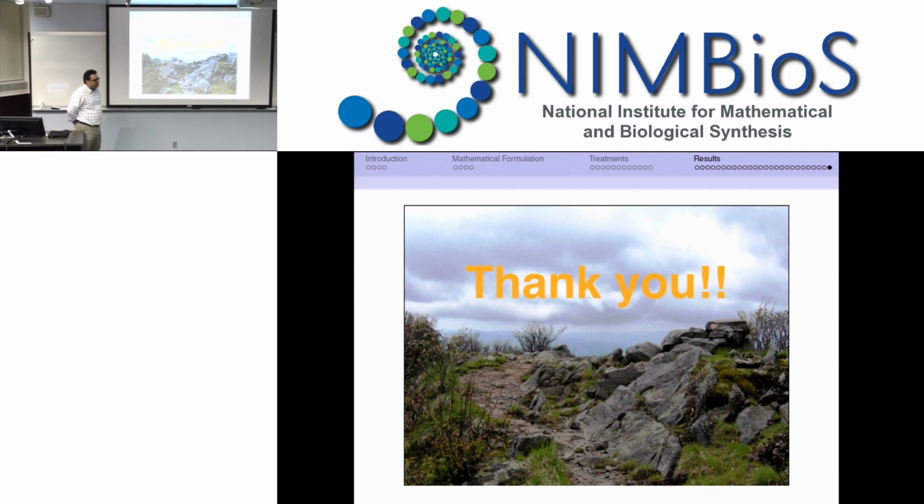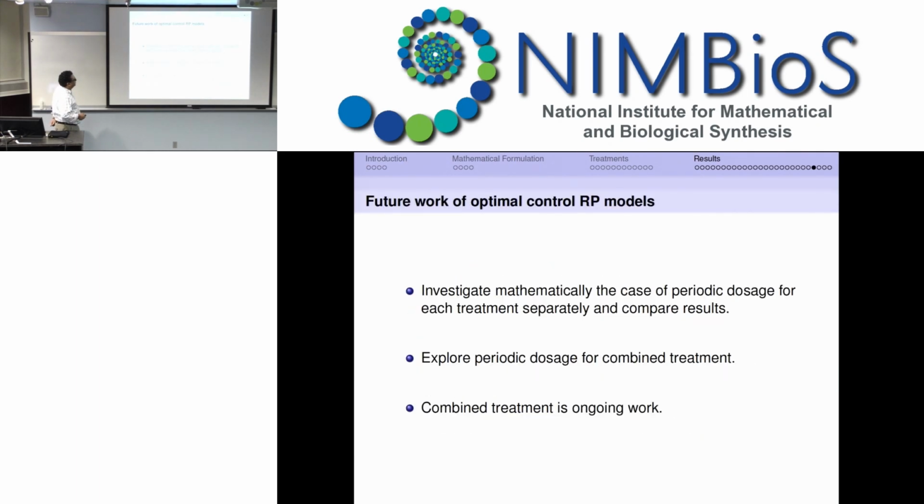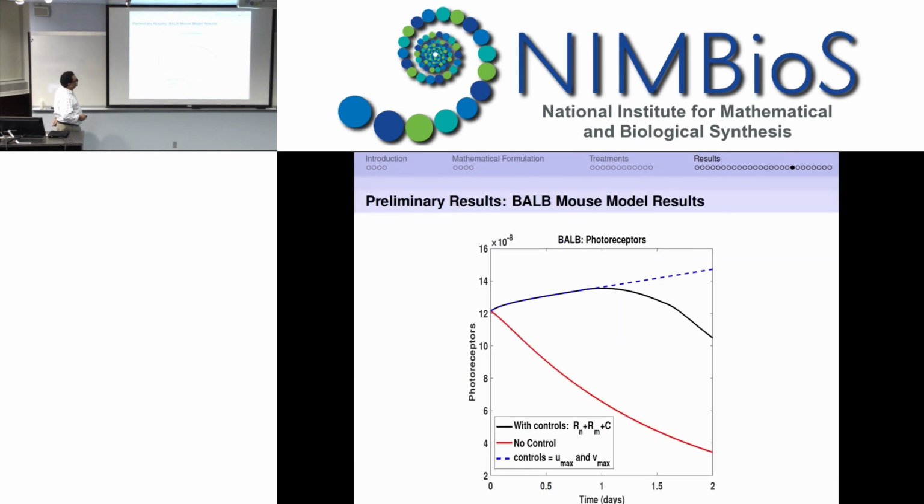In your mixed treatment case, the optimal control led to decaying rods and cones, as opposed to the maximum. Not this one, the other two. Yeah, so here, this is the optimal solution. The U max, V max is leading to increasing number of photoreceptors. So this looks like not a good answer to the disease. So you don't want to apply the optimal control because your photoreceptors are decaying.